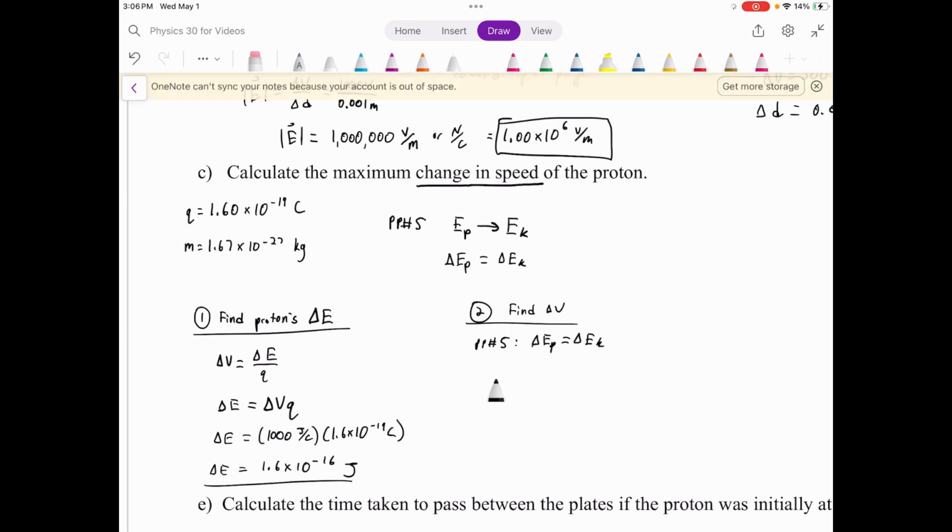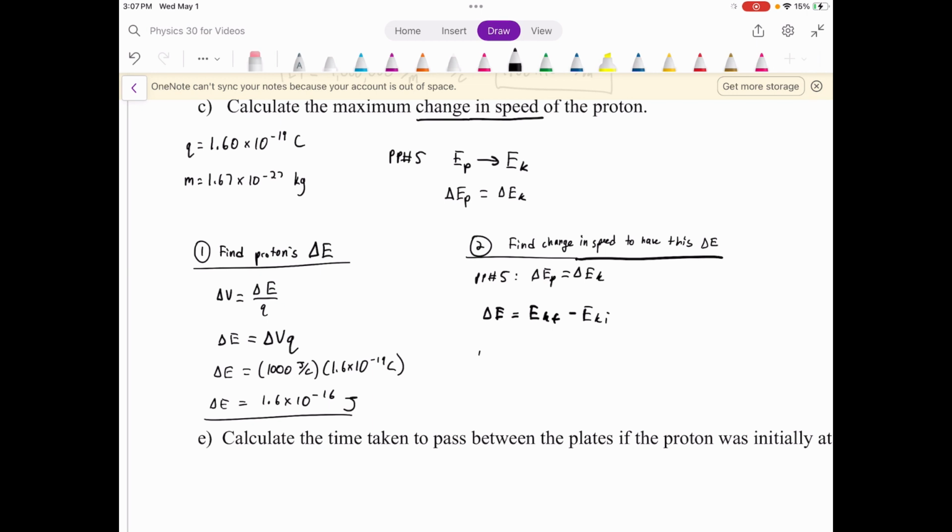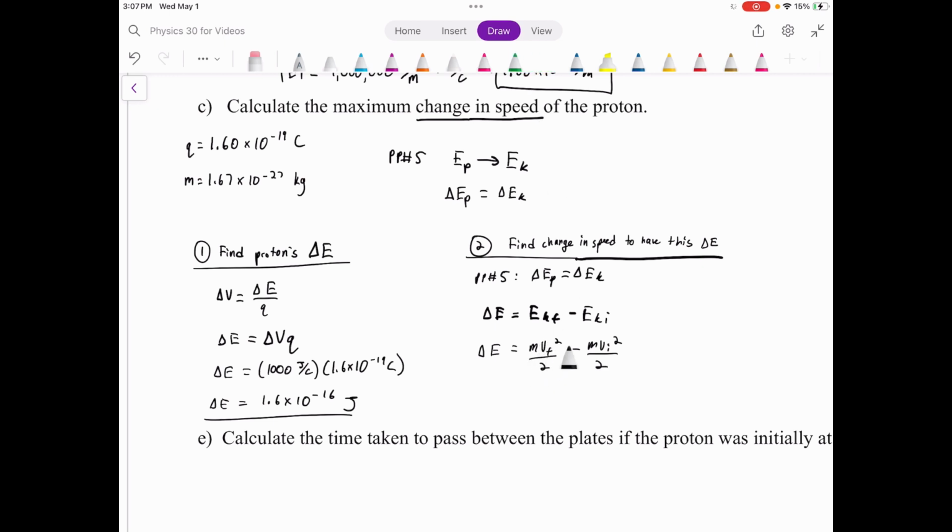So now we know that this change in energy is its change in kinetic energy, right? This change in energy is the change in kinetic energy. And since kinetic energy is just 1/2 mv squared, final kinetic energy is m v final squared over 2, initial is m v initial squared over 2. And so do you see how this is getting us closer to finding the change in speed?